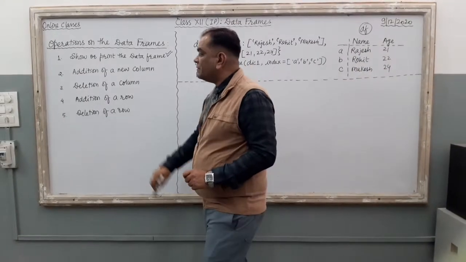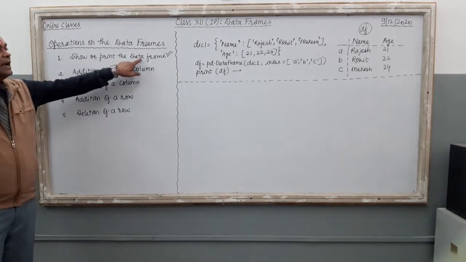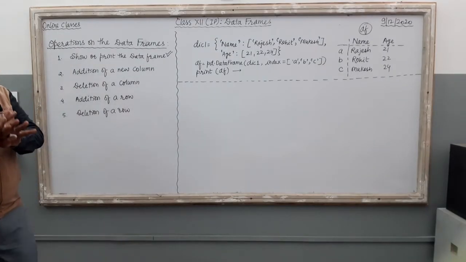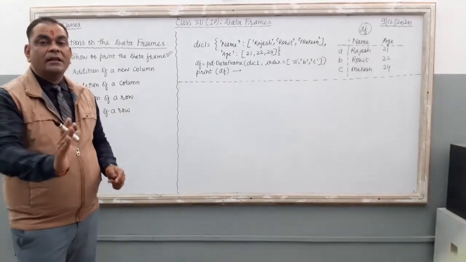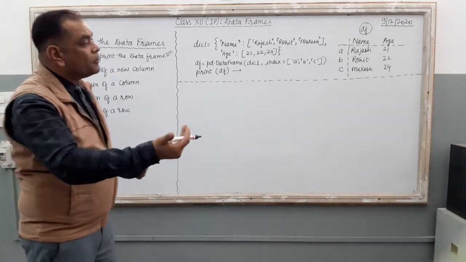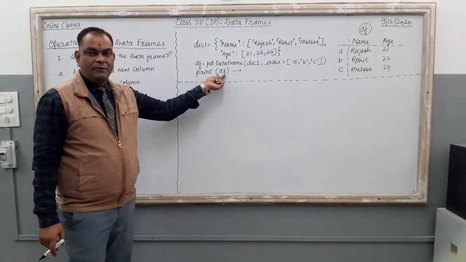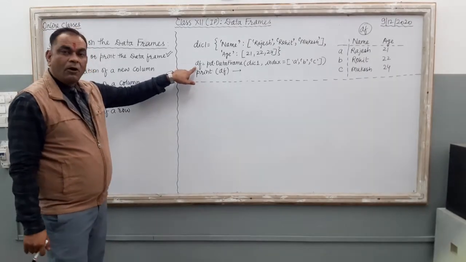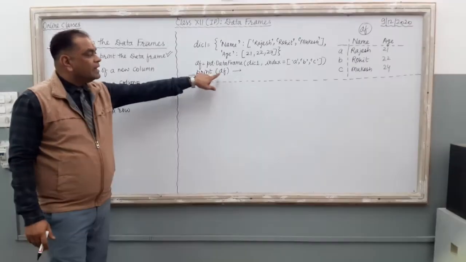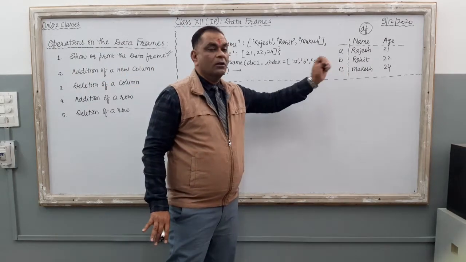Now we will discuss the very first point of today's video lecture. Here the first point is show or print the data frame. There are different commands, different functions to show the data frame on the monitor. The very first command is print and df. If you supply the name of the data frame, df, with the print command, the complete data frame will be there on the monitor.